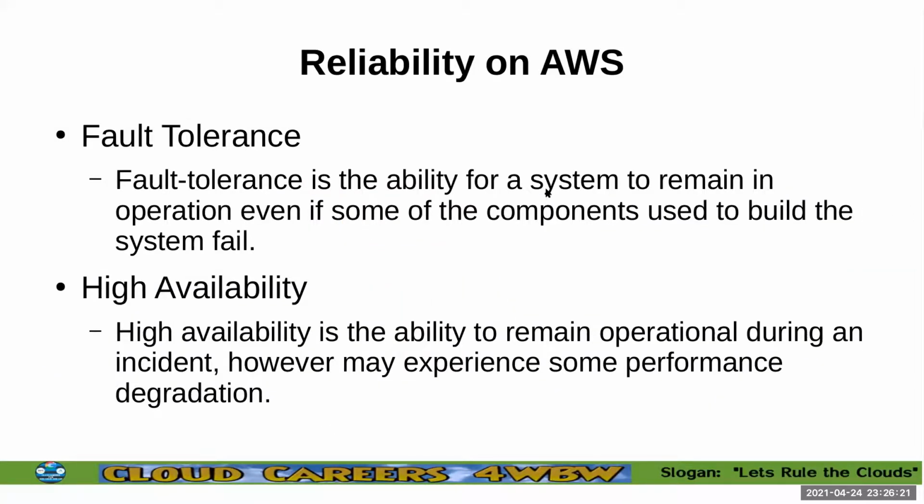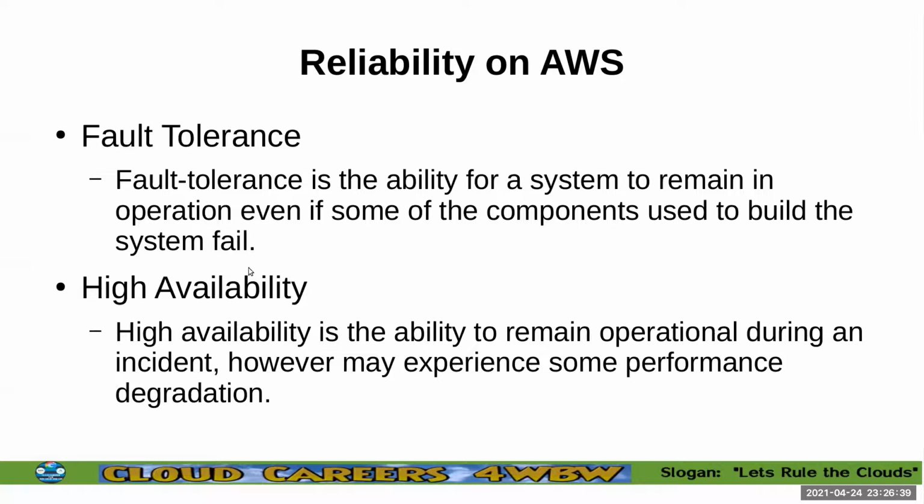When you talk of reliability in AWS, you always think of fault tolerance. That's the ability for a system to remain in operation even if some of the components used to build the system fail. We define that very well, but this is just to make sure that's in the forefront.